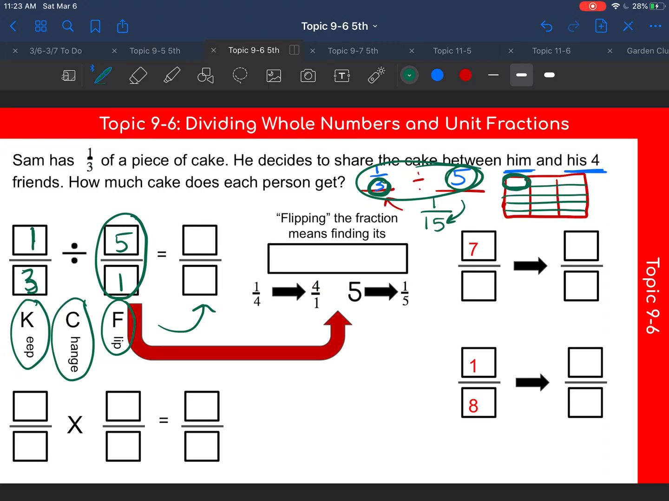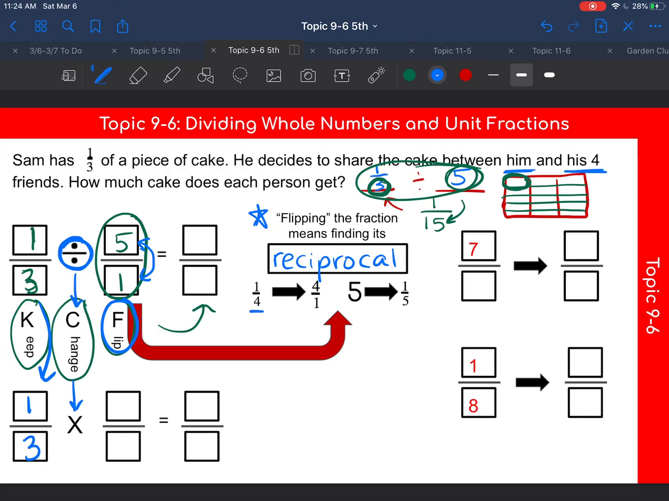What that means is that whatever is first, in this case the fraction, you're going to keep the fraction the same. That's the first step. Then, if you are dividing, you're going to change the division to a multiplication sign. And then flip means that we are going to flip the numerator and denominator of the second fraction. I'm going to talk more about what that flipping means. Flipping the fraction means finding its reciprocal.